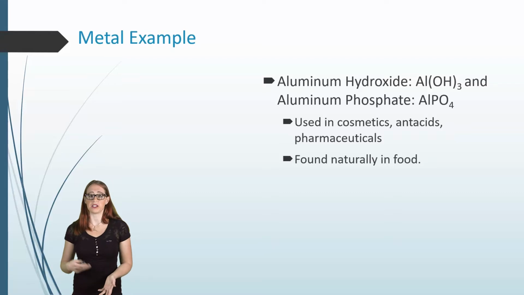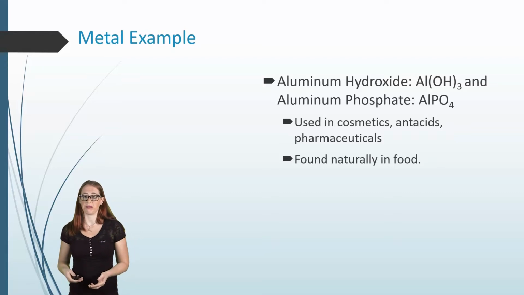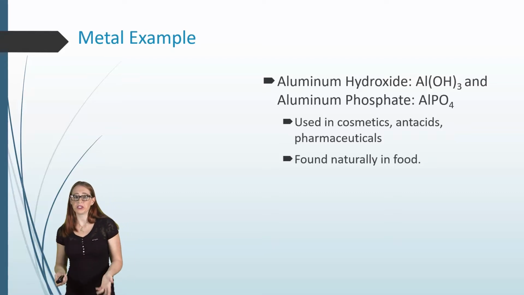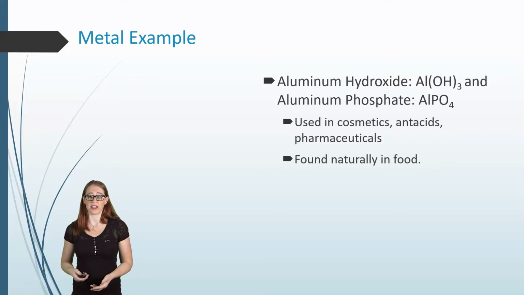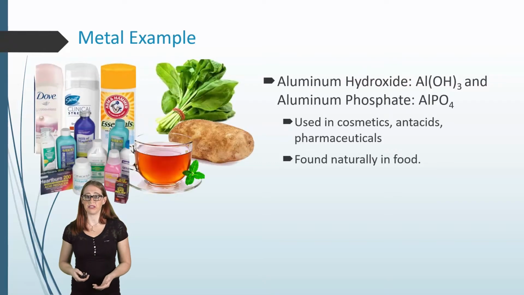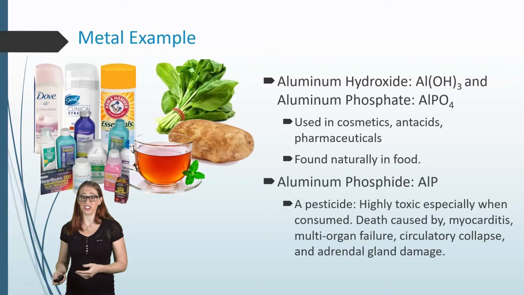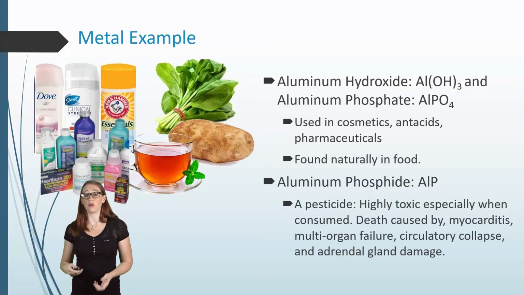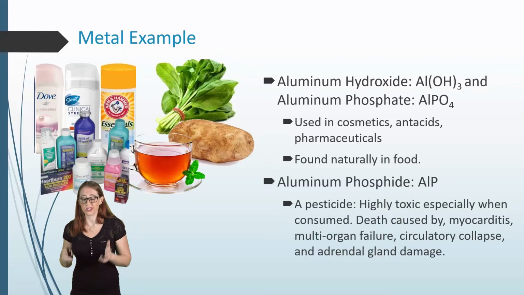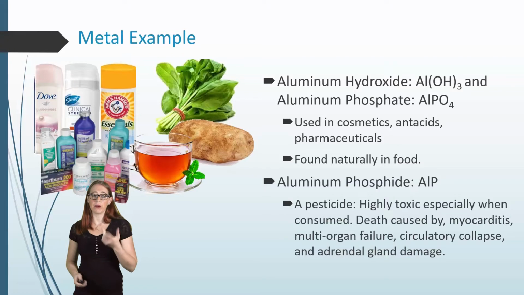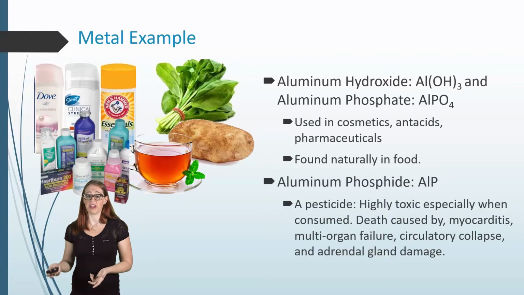It's typically found as aluminum hydroxide or aluminum phosphate. We put these in deodorants and medicines such as antacids and vaccines. But it's found naturally in food like potatoes, spinach, and tea. In fact, a child that's of vaccination age gets more aluminum from their breast milk or formula than from anywhere else. It's incredibly safe. However, another form of aluminum, aluminum phosphide, causes death in extremely horrific ways.